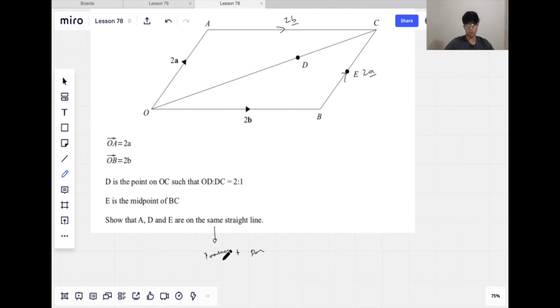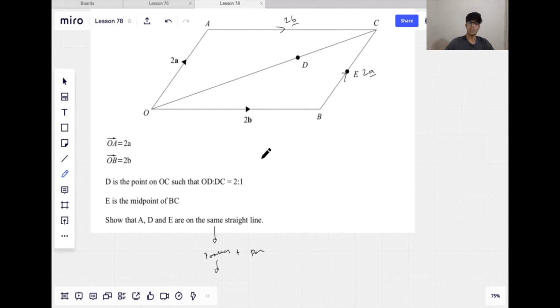And what do you need to show that they're parallel? As in the two vectors you find. You'll find two forms of vectors. That might be A to D and then D to E perhaps, or AE and then AD. You have to show that they're parallel by showing that they're multiples of each other. Remember what parallel means, and also that they pass through the same point.